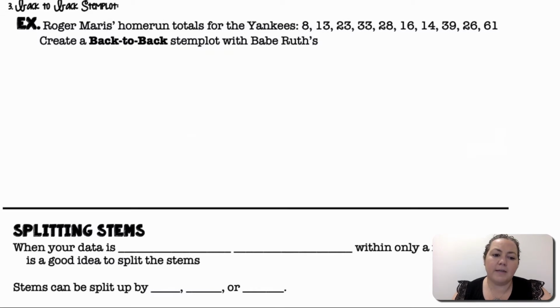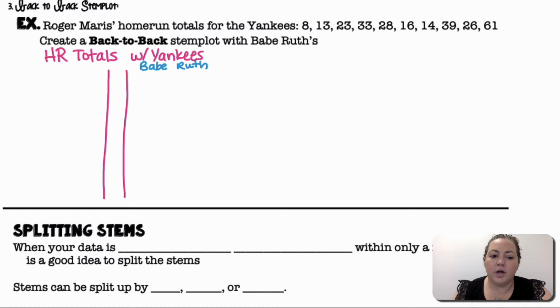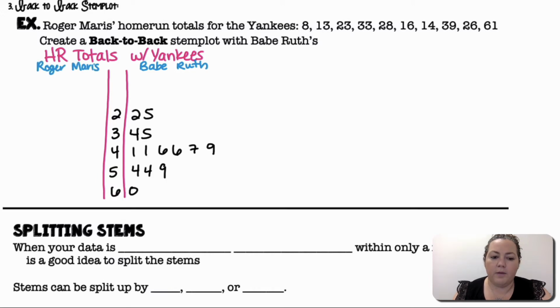A back-to-back stem plot. Roger Maris's home run totals for the Yankees are as follows. Create a back-to-back stem and leaf plot with Babe Ruth. So this is one way we can compare two different data sets. We'll make a back-to-back stem plot. All right, so home run totals with the Yankees, and I'm going to have Babe Ruth and Roger Maris. I already have the data for Babe Ruth, so I'm going to go ahead and put that in there. That's from the last problem we just did.